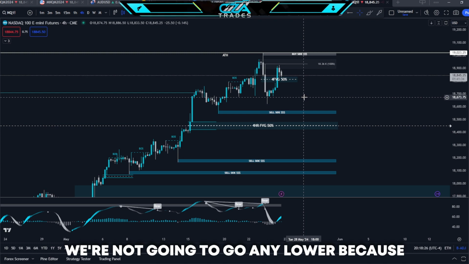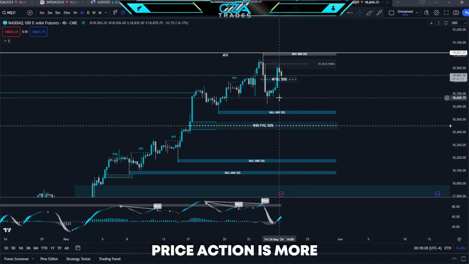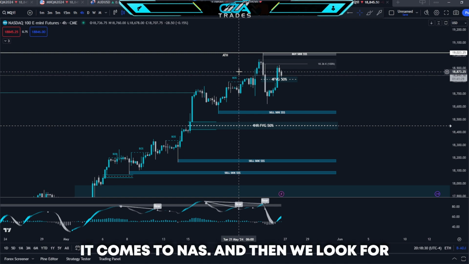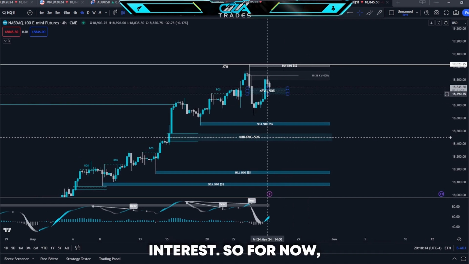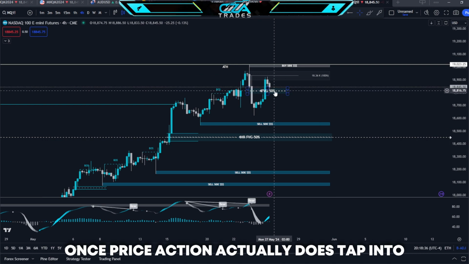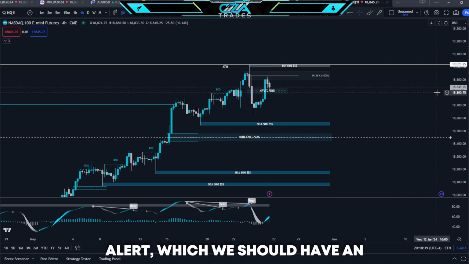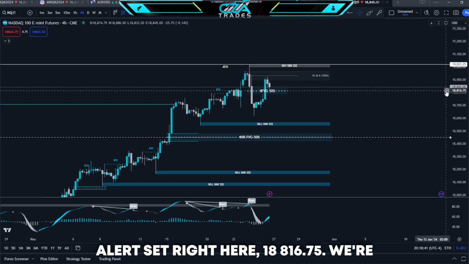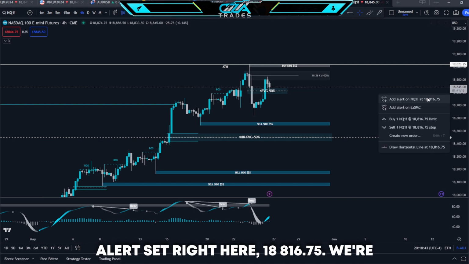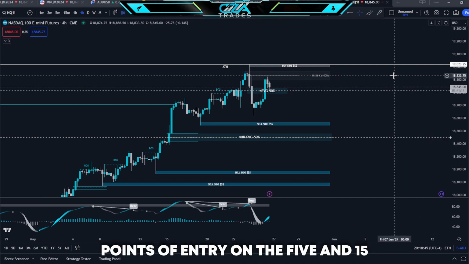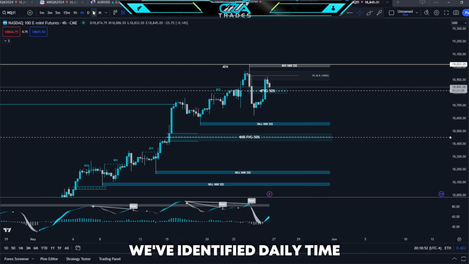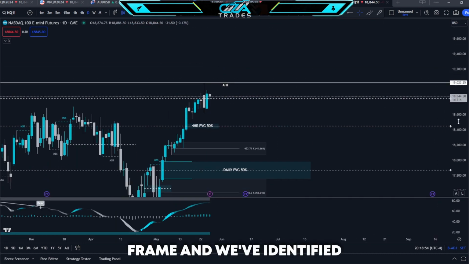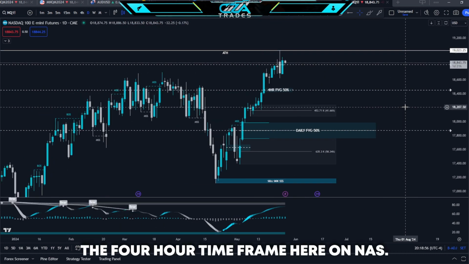We're not gonna go any lower because price action is more accurate on the 4-hour when it comes to NAS, and then we look for our entries once we get into that point of interest. So for now, once price action actually does tap into this area here, and we set an alert, which we should have an alert set right here, 18,816.75. We're going to be looking for points of entry on the 5 and 15 minutes. Let's move on to metals now. We've identified daily time frame, and we've identified the 4-hour time frame here on NAS.